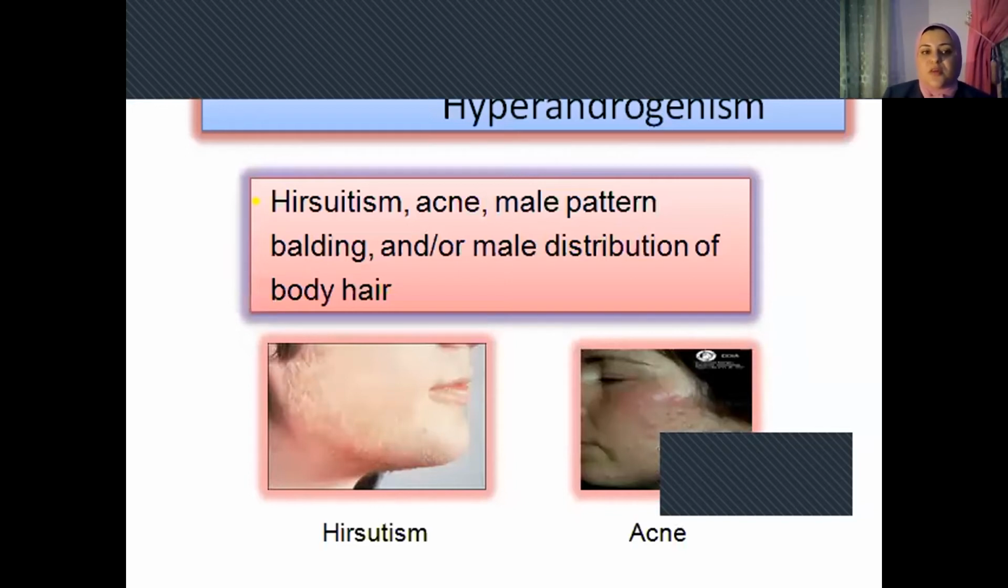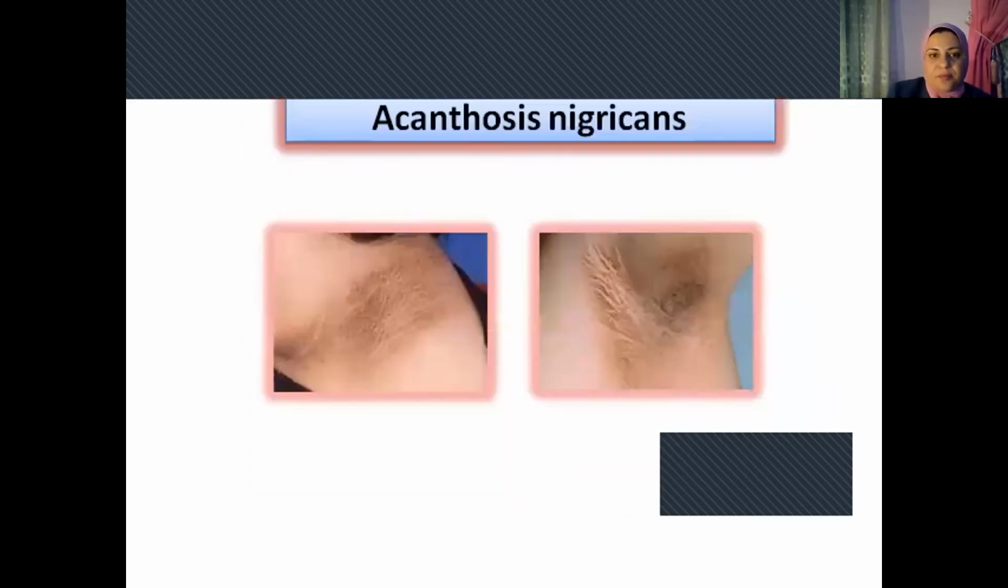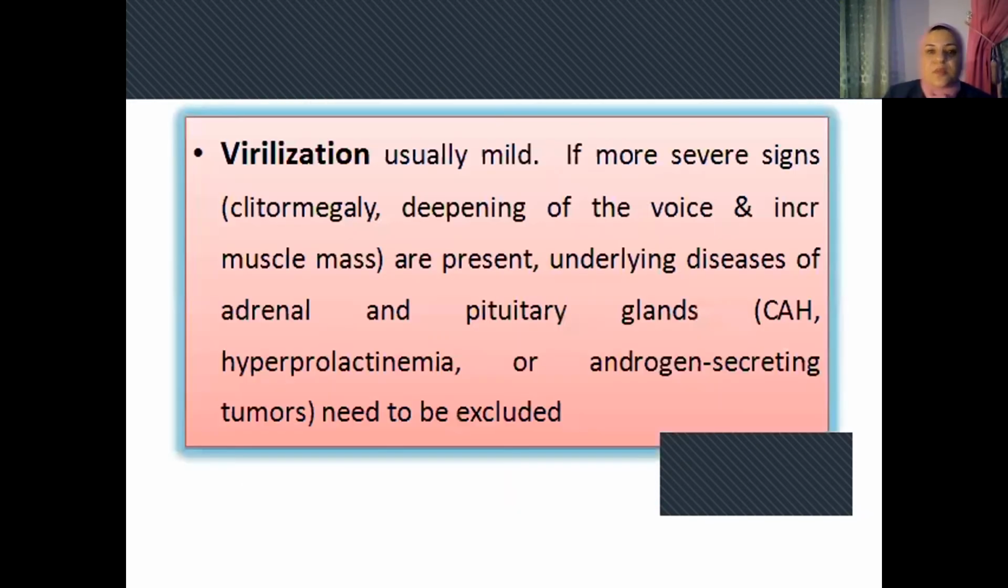Hyperandrogenism will be in the form of hirsutism, acne, male pattern balding, or maldistribution of body hair. This is a picture of acanthosis nigricans at the back of the neck, the elbow, and the axilla. Virilization is usually mild in these patients. If more severe, like clitoromegaly, deepening of the voice, or increased muscle mass, we should search for another underlying disease. An adrenal or pituitary gland disease, congenital adrenal hyperplasia, hyperprolactinemia, or androgen secreting tumors should be excluded before saying this patient has PCO.